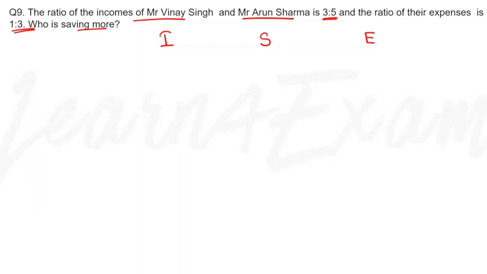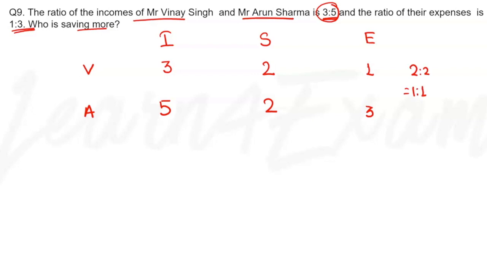well, right? Okay, this is Mr. Vijay, this is Mr. Arun. 3:5 is the income, so let's take the income as 3 and 5 respectively. Expense is 1:3, so let's take that as 1 and 3. If you look at savings, it would be equal to 2 for Mr. V and 2 for Mr. A as well. So the ratio of savings would be equal to 2:2 or 1:1.